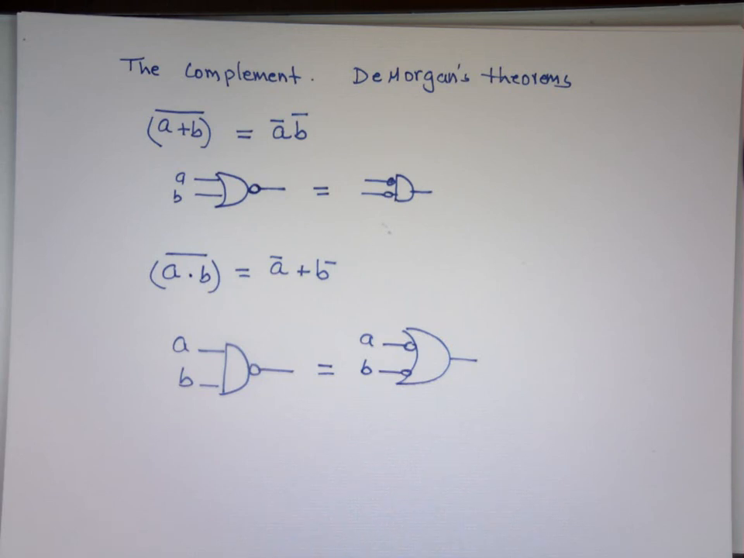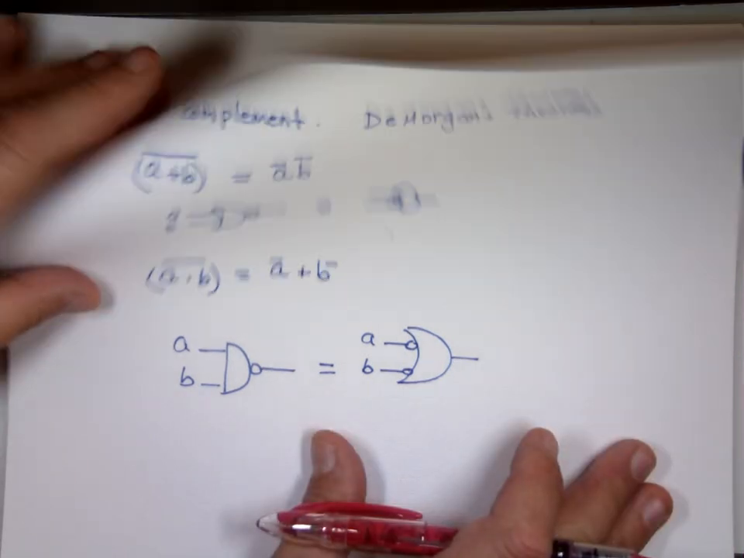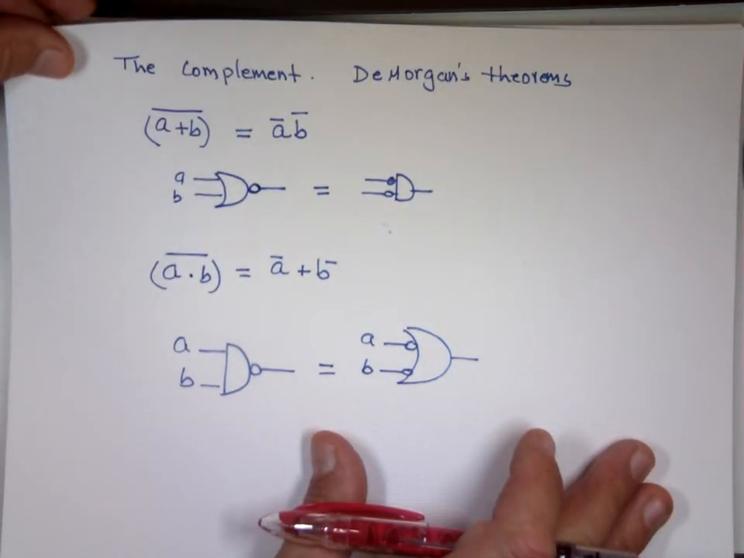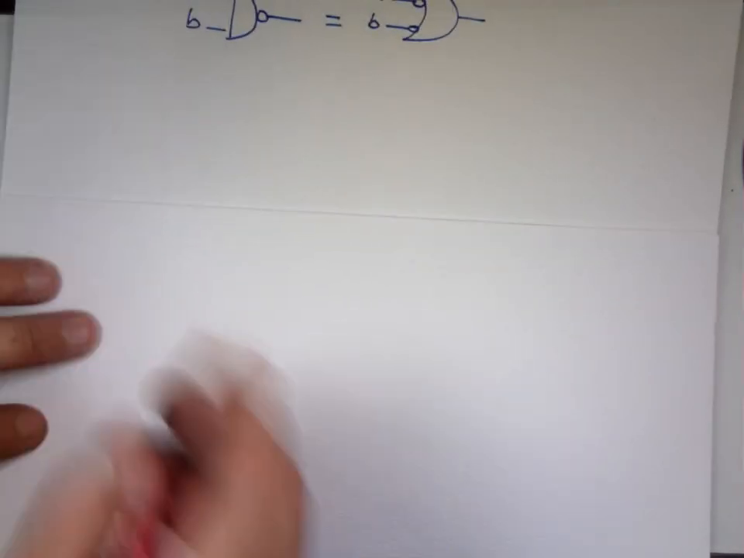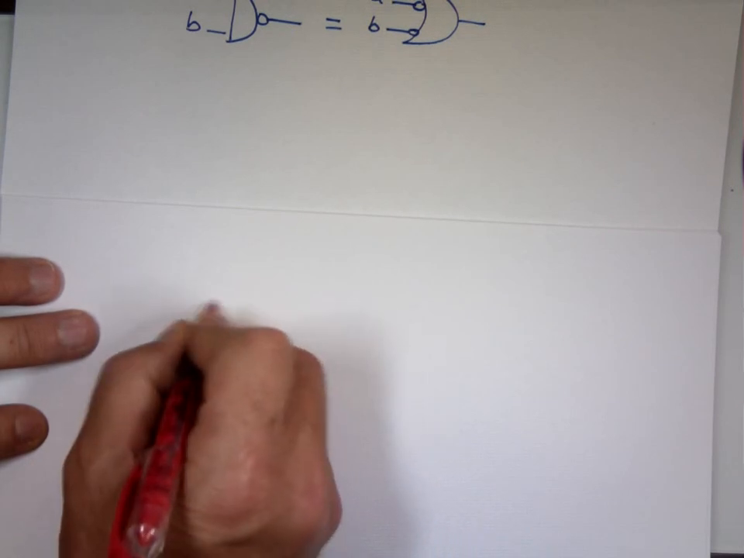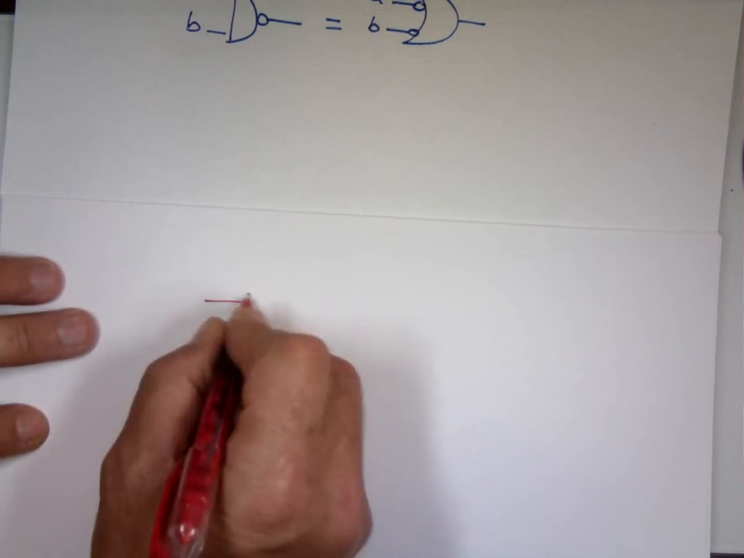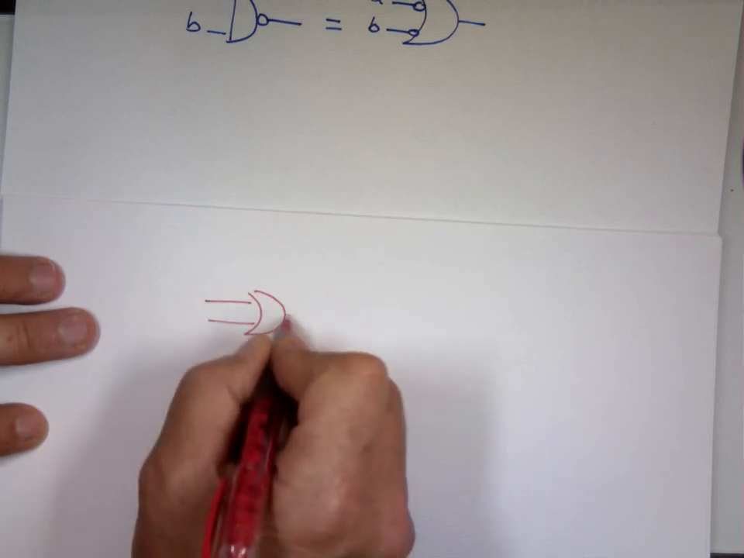Now, why am I interested in that? This could make my design much cheaper and much smaller. Let's say I'm in the lab and I'm building something, and this is my design. I won't put any knot just to make life easy.